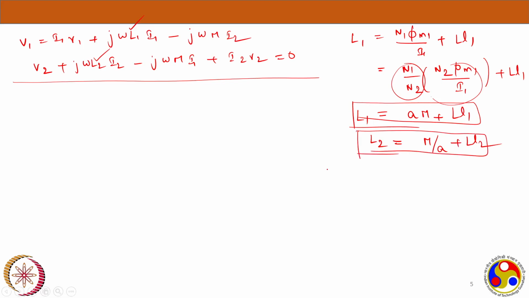Now we got L1 and L2, and we just take these L1 and L2 and substitute them into these two equations, 1 and 2, and let's see what happens. We can simply get to the equivalent circuit. V1 is equal to I1 times (R1 plus j omega (aM plus LL1)) minus j omega M I2.